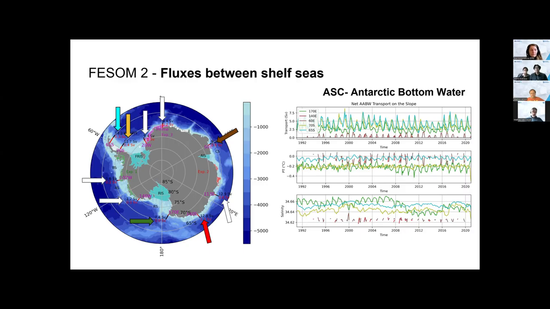Okay, so besides the transport, we also calculated the temperature and salinity variability, and we have shown that here. The results are not exactly matching the observations, but we also see some freshening of the bottom water exported from the Ross Sea.